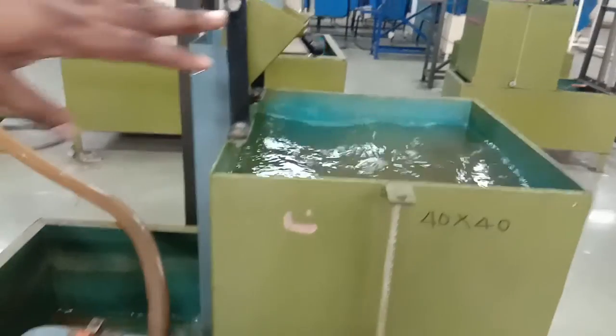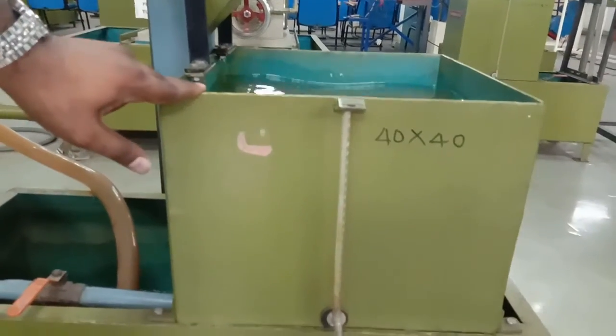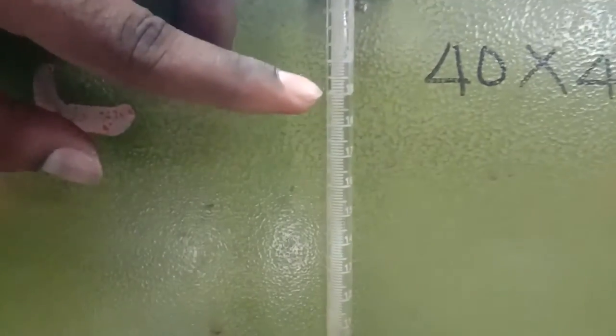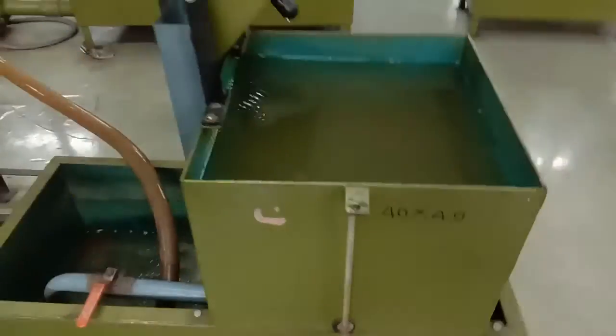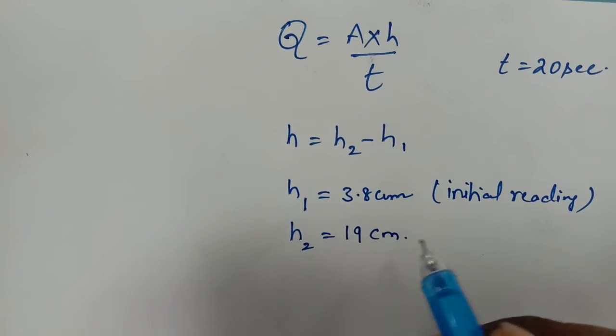Now we have filled this tank for 20 seconds. Now let us see what is the height of this water in this tank. If you see here, this is the height which is showing, 19 centimeters. Now we will write here 19 centimeters, that is the final height.